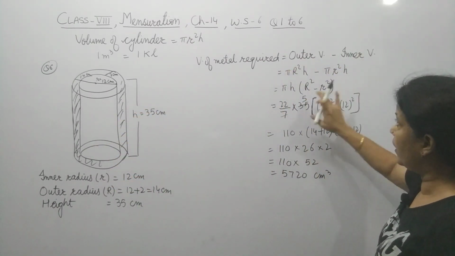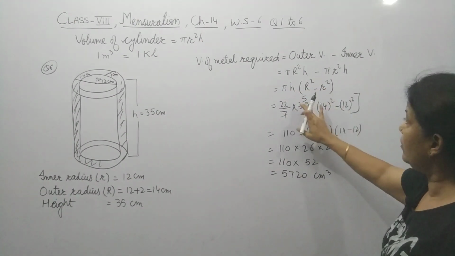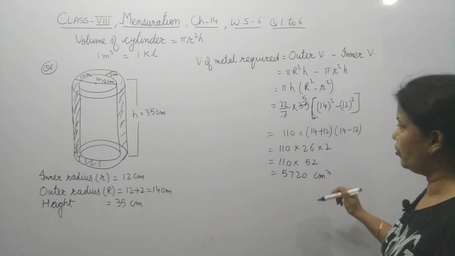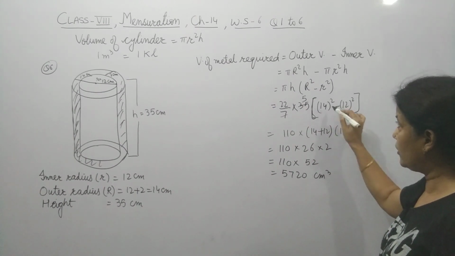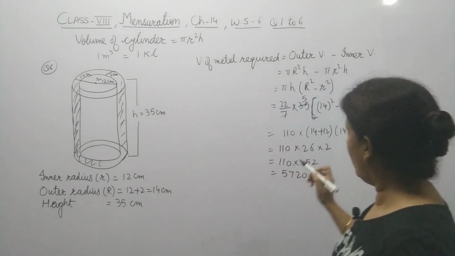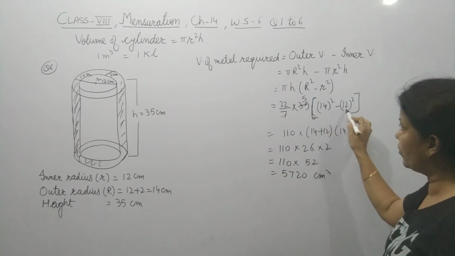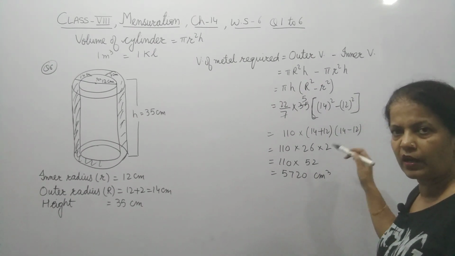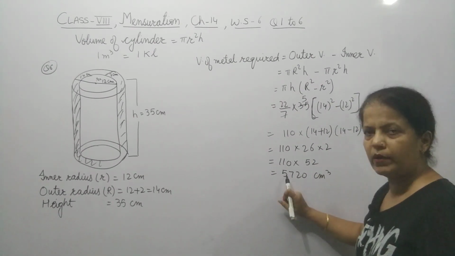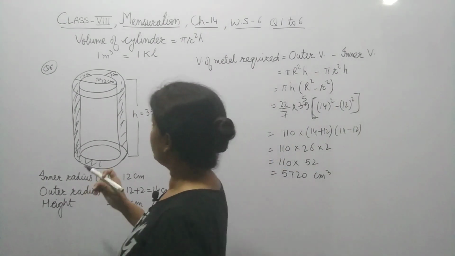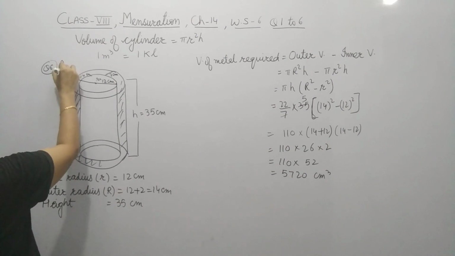Apply the formula, take out common, and then put the values from the question, solve it, you will get the answer. Here, a square minus b square, a plus b or a minus b, this way you can do it. Or here itself, you can solve 14 square answer minus 12 square answer and then solve it. Again, you will get the same answer. Is it clear? And this question is important also.